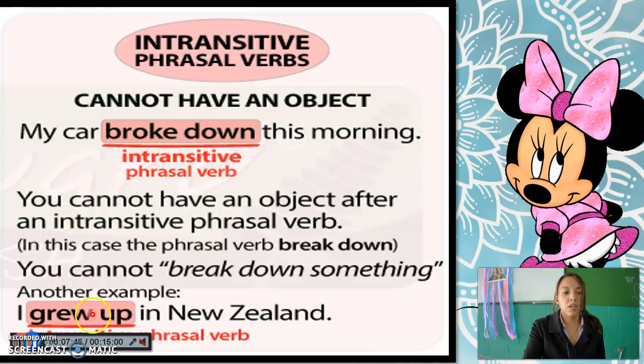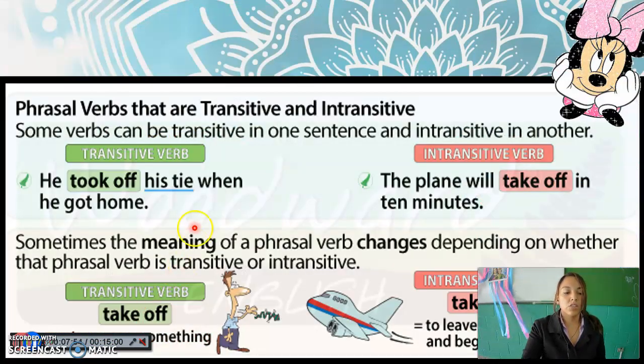In this case, we have grew up. I grew up in New Zealand. Okay, where did you grow up? In New Zealand, but it's not a direct object. And here we just have some more examples of phrasal verbs that are transitive and intransitive.